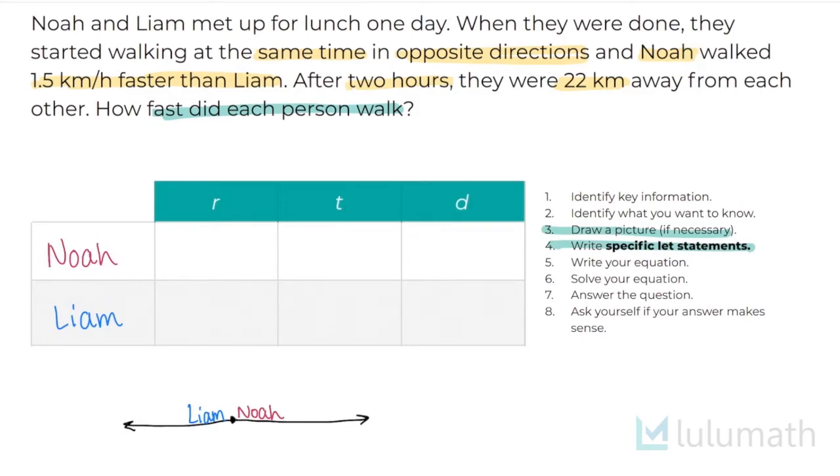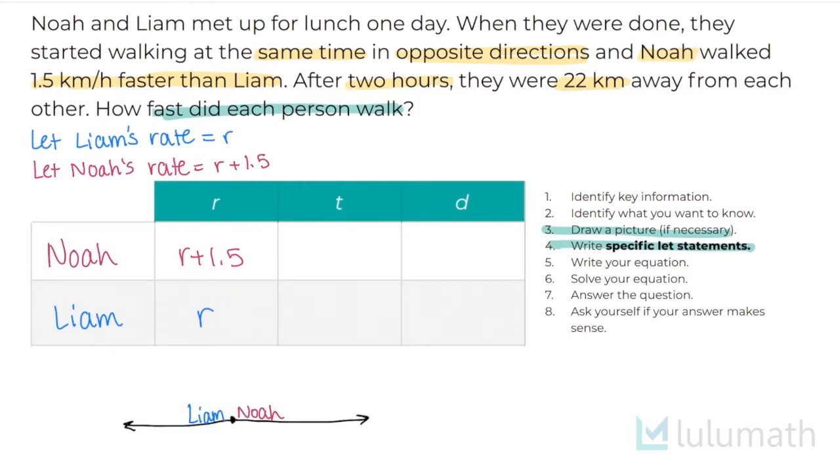And if we don't know Liam's rate, then we have to write a let statement for that. So we're going to say let Liam's rate, and if we don't know it, we'll call it R. Okay, so here Liam's rate is R. Well, we know that Noah walked 1.5 kilometers per hour faster than Liam, so we're going to write a let statement for Noah's rate. So we take Liam's rate and we add that 1.5 kilometers per hour faster. So I'm going to put this in our chart right here.